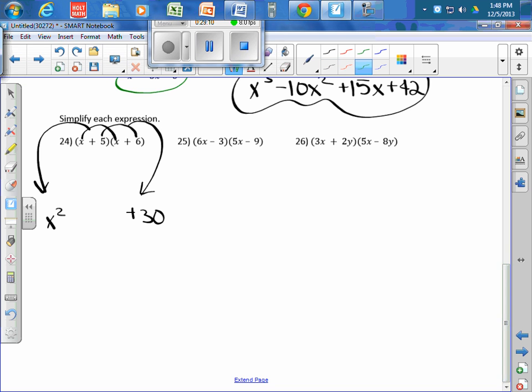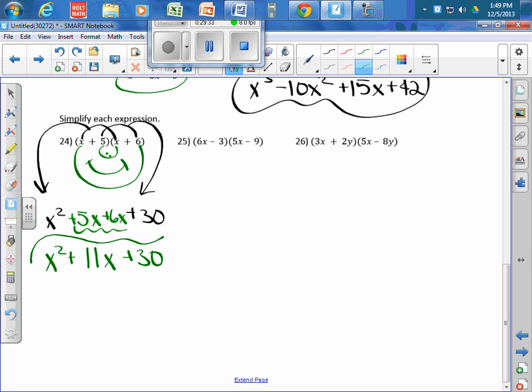Then we have the bottom part of FOIL to do. 5 times x is plus 5x, and x times 6 is plus 6x. And these middle terms are going to get combined to 11x. So your final answer will be x squared plus 11x plus 30. Final answer.